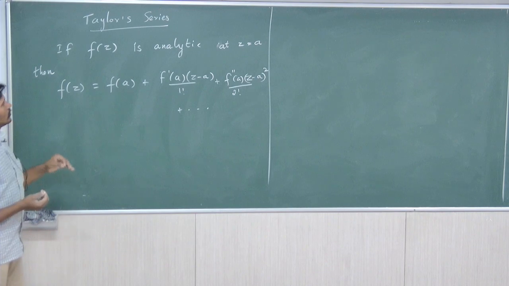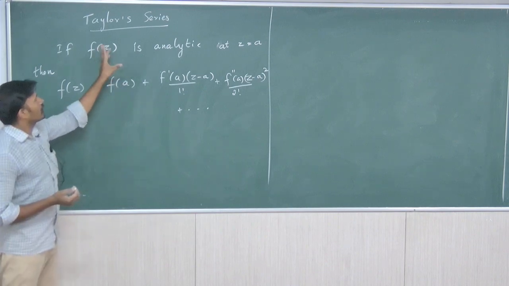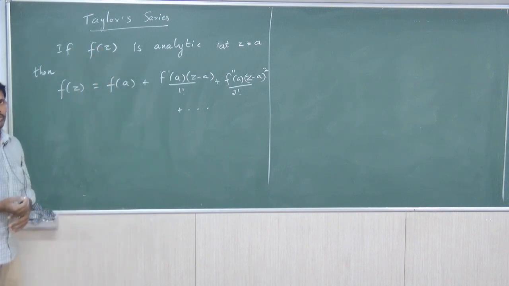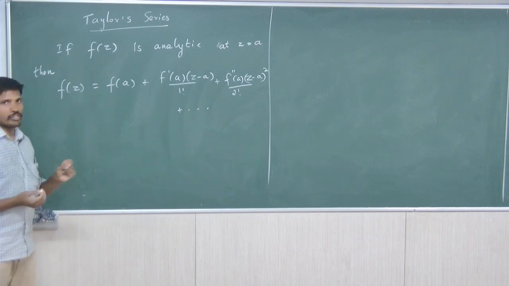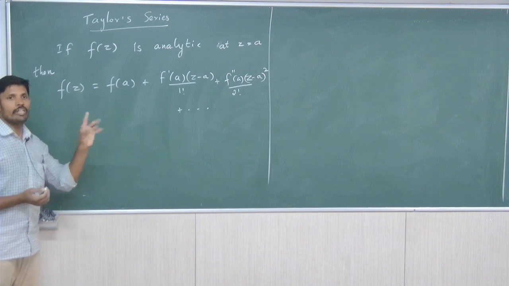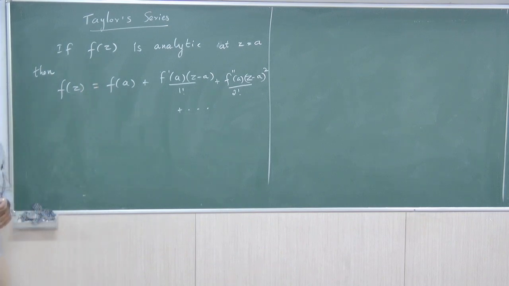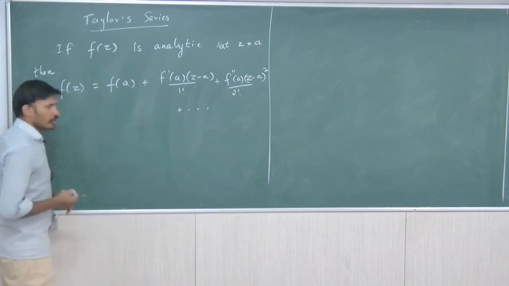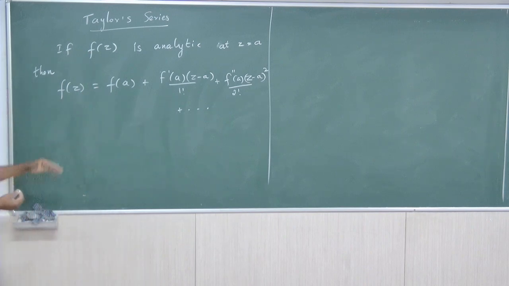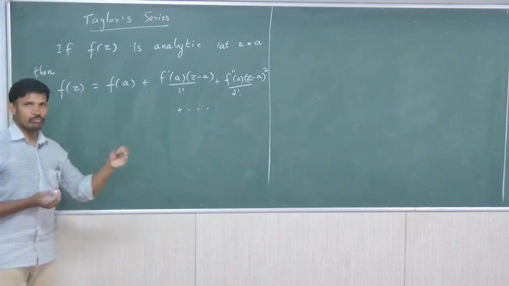You must know that you can use Taylor expansion only when the function is analytic. The function should be analytic at that point, then only it is possible to expand it as a Taylor series. This is most important, right? So by using this formula, I am going to expand two problems.